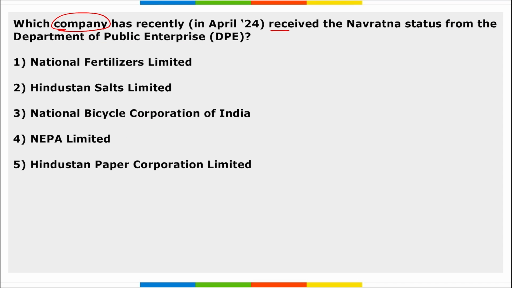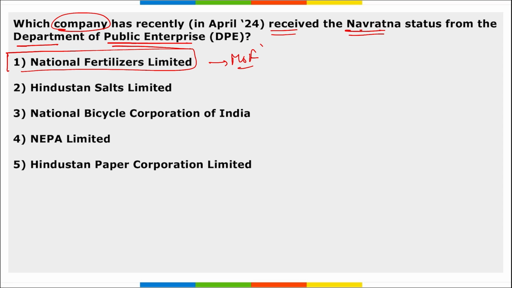Next, which company has recently received the Navratna status from the Department of Public Enterprise? It is National Fertilizers Limited, NFL. The Department of Public Enterprise comes under the Ministry of Finance. They have recently granted Navratna status to National Fertilizers Limited. Here NFL has been upgraded from Mini Ratna 1 to Navratna status under Regulation 30 read with Schedule 3 of SEBI Regulations of 2015.